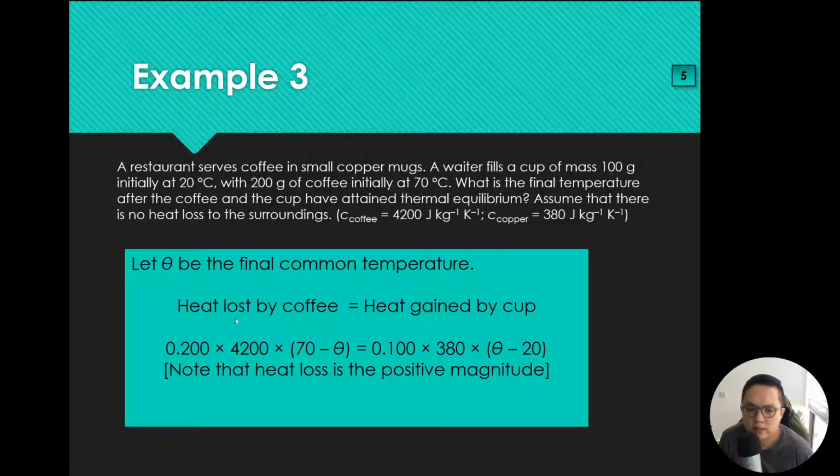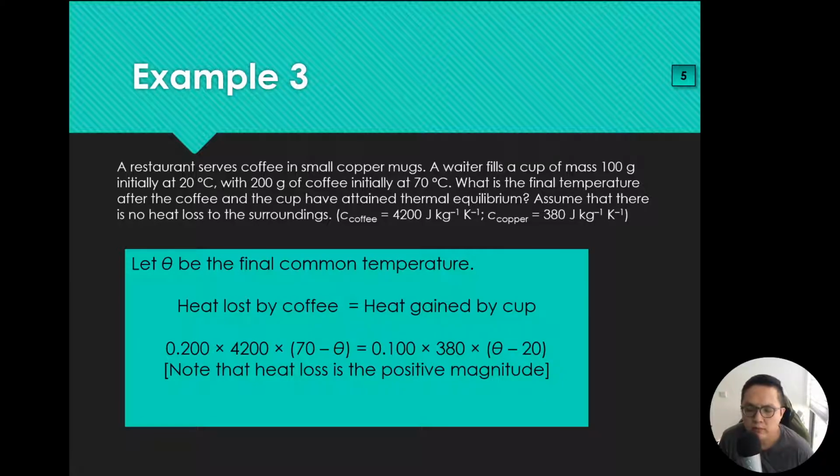I do the coffee first: 0.2 times 4002 joules per Kelvin per kg times (70 minus theta), from 70 degrees down to theta. And then this equals 0.100 times 380 times (theta minus 20 degrees Celsius). Note that heat loss is a positive magnitude.